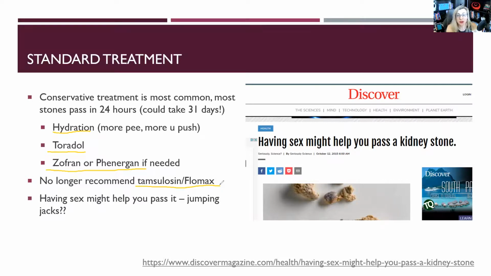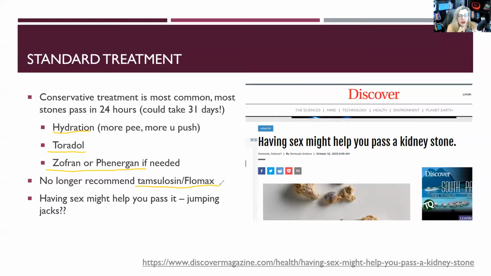That said, a lot of the ER literature and even the urology literature says that this actually doesn't work like they thought it did. So they recommend not using tamsulosin or Flomax anymore. Not that it does any harm, just that it doesn't seem to help. Now, a lot of urologists are still kind of old school, and they still ask you to give Flomax. So if they really insist on it, it doesn't hurt, but it also doesn't help.